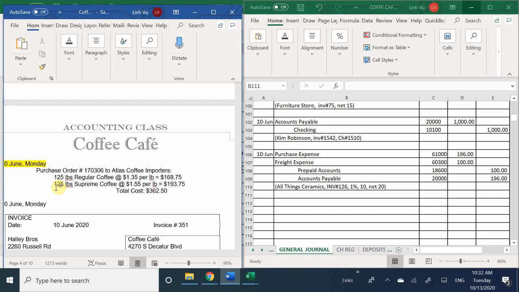The purchase order, the Atlas coffee order: 125 pounds of regular coffee at 1.35 per pound, equal to 168.75, and 125 pounds of extreme coffee at 1.55 per pound. Total cost for both is 362.50. Good. So what do we do with this transaction here?